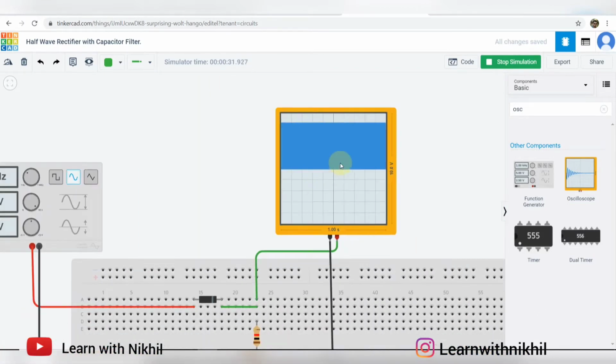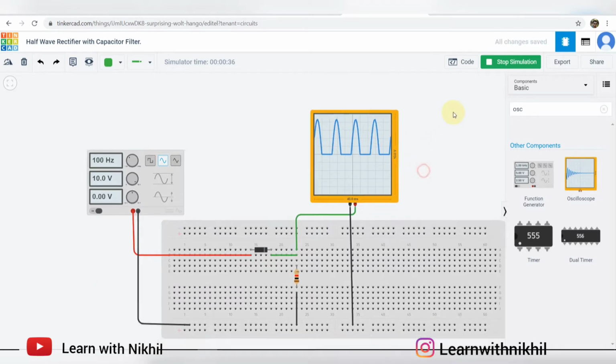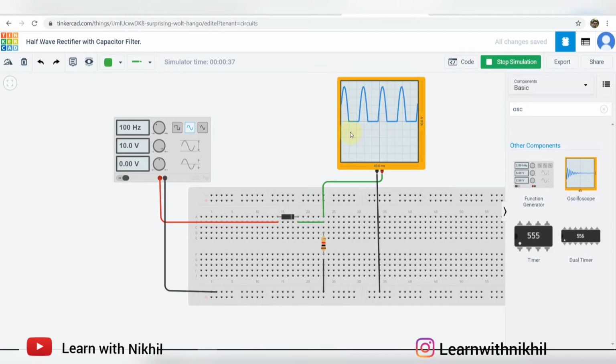So you have to decrease the time per division. You can change it from here also. Time per division, it is 100 milliseconds. I'll decrease it to around 4, and you got the output. This is the output of the rectifier. So this is called a rectified output.